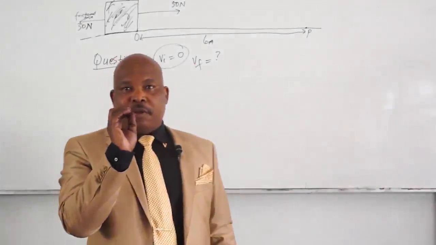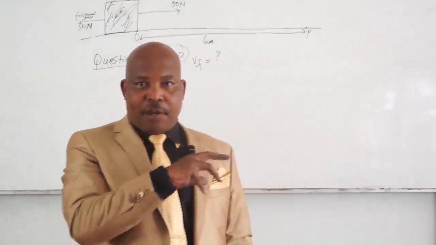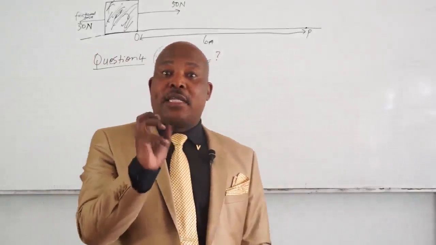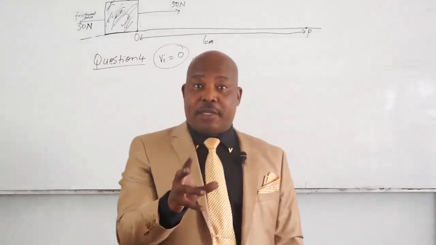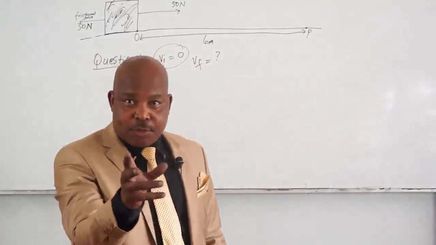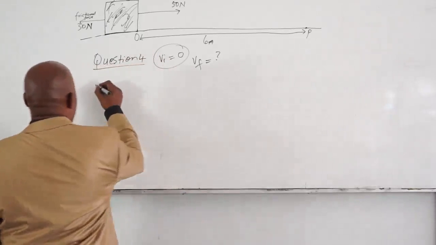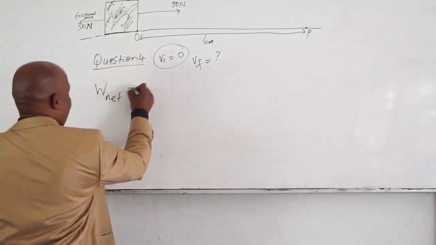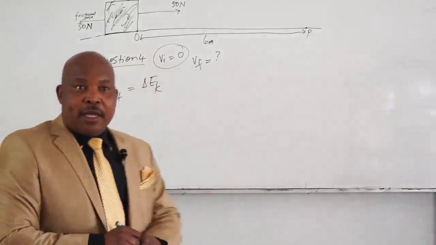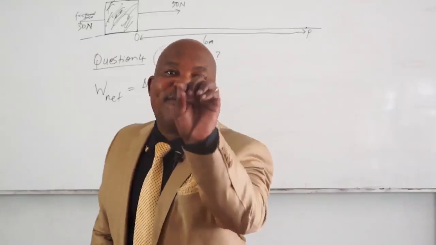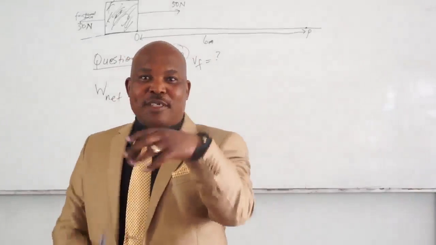Let's find the final velocity of the box using the work energy theorem. Remember, this theorem, they will always ask it in metric. That's the one we did this morning. I hope you still remember the formula. W net equal to delta EK. Remember, this formula is given on the formula sheet. What you do is just copy it.